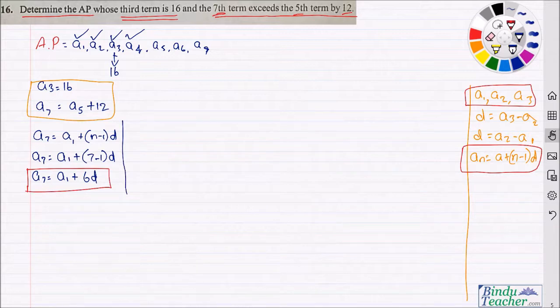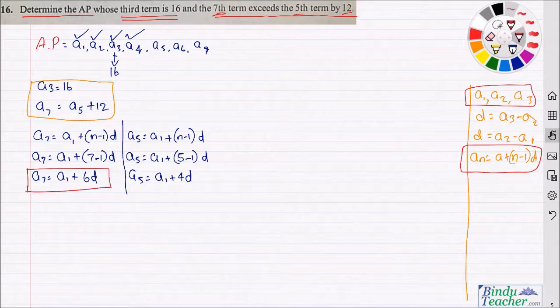Let's write a similar formula for A5. A5 equals A1 plus n minus 1 into D. A5 equals A1 plus, here the value of n is 5, so 5 minus 1 into D. A5 equals A1 plus 4D. Again, it is not possible to solve this equation any further, so we will stop here.